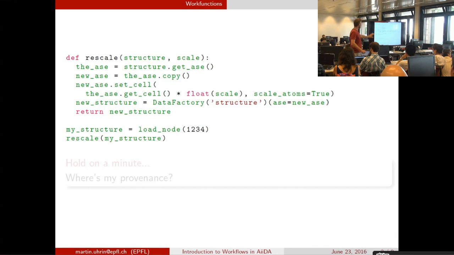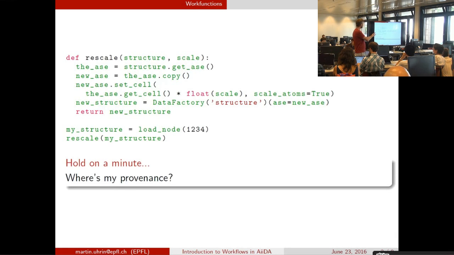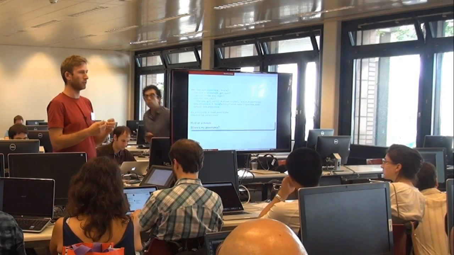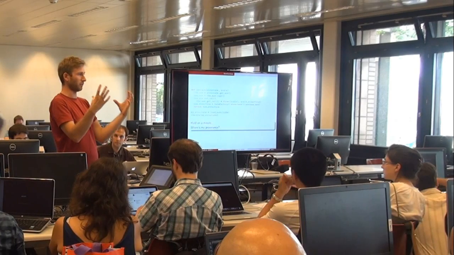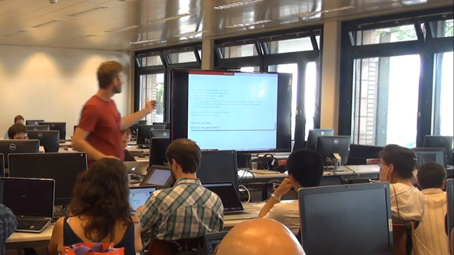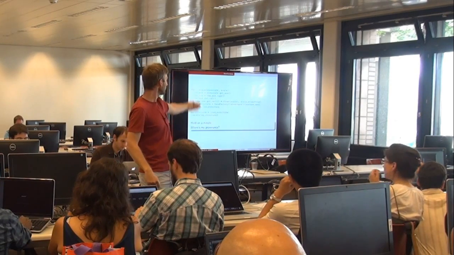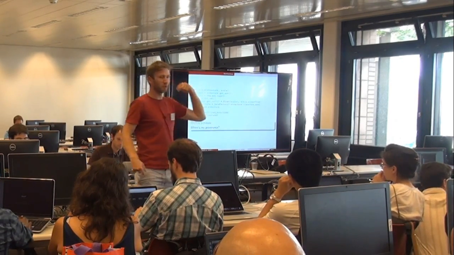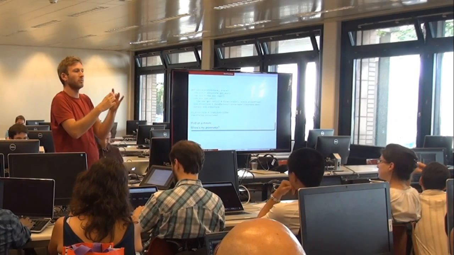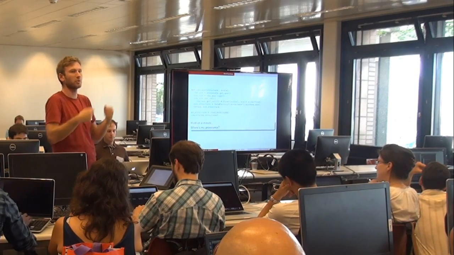Fine. But that has a problem. If you were to do this, and you're perfectly at liberty to do it, you would actually lose all the provenance of what happens here. When you return a new structure from this function, that structure would appear in the database if you stored it, but it would have no incoming links because you don't know where it's come from. But clearly, looking at your code, you know that you've taken a structure that was in the database, you've put it in the code, and out has come a new structure.